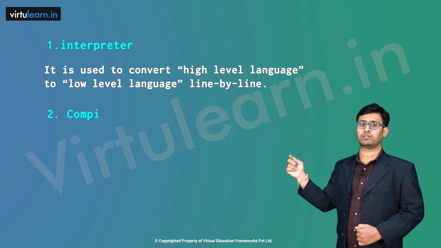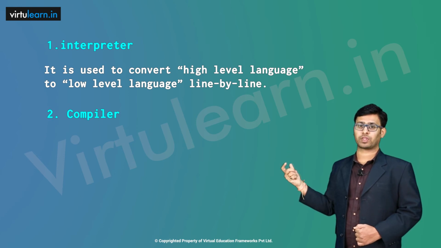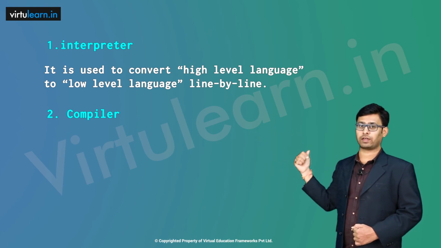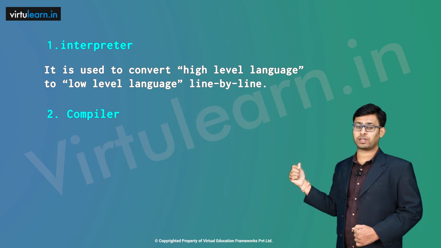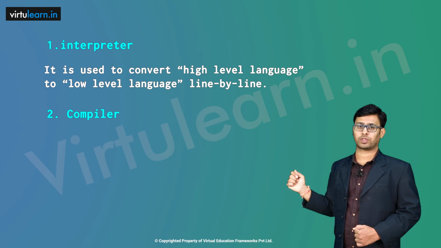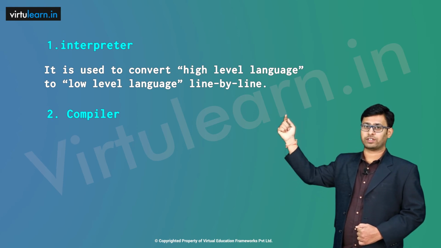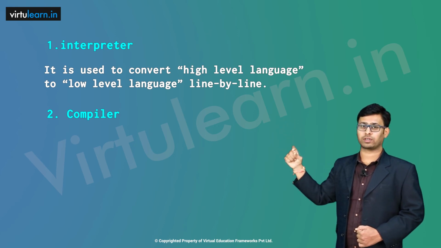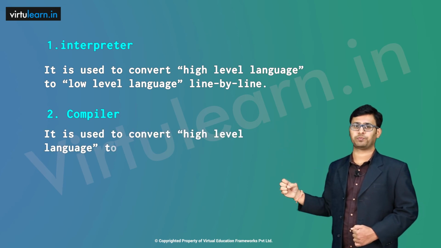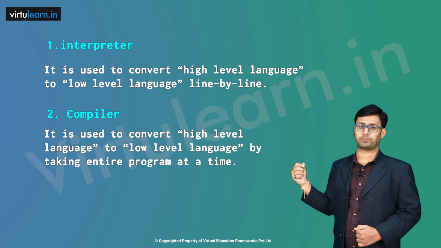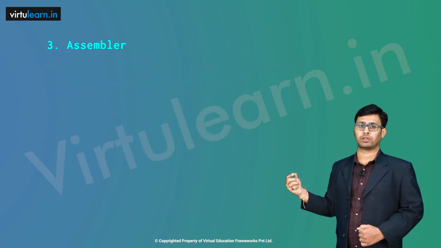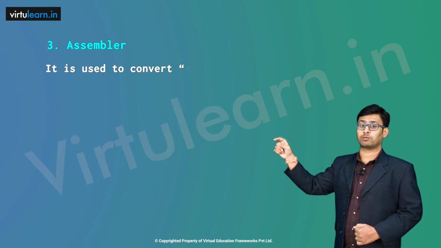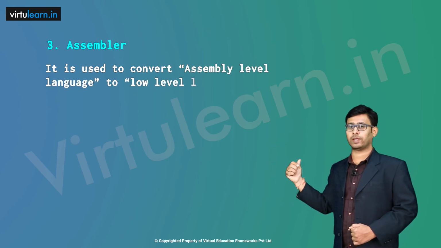And the second one is the compiler. What is a compiler? A compiler converts high level language to low level language by taking the entire program at a time. The interpreter converts line by line, and the compiler takes the entire program at a time and converts it into low level language. And the third one is the assembler. The job of an assembler is to convert assembly level language into low level language.